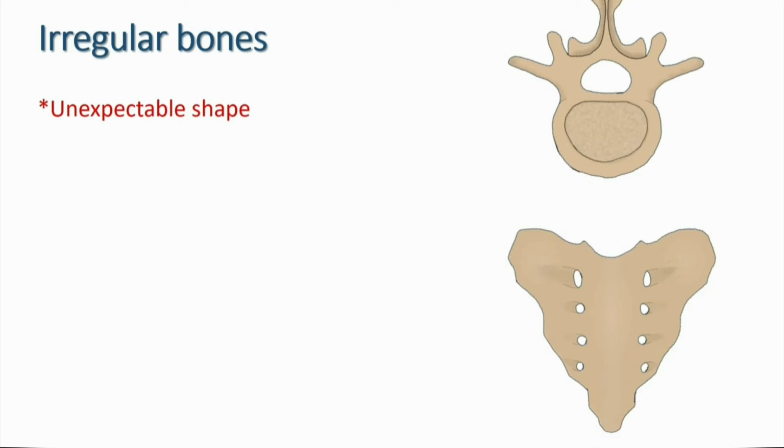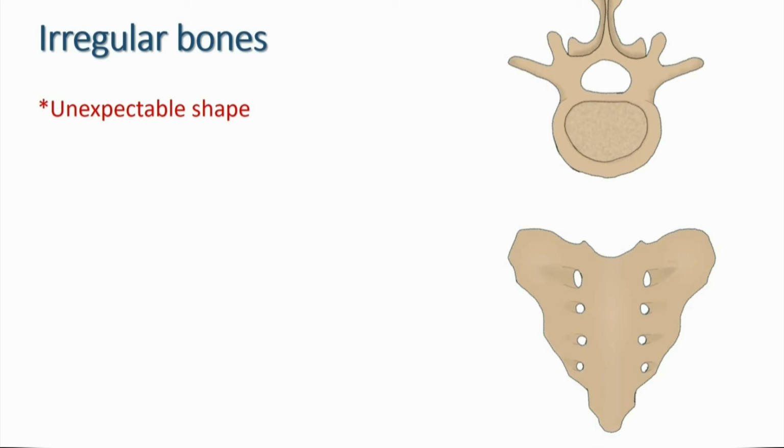You may see a vertebrae and think all the irregular bones look like this because the other vertebrae also look like this. But then you'll see the sacrum and coccyx, which are not even remotely similar to vertebrae. So these bones each have an unexpected shape.